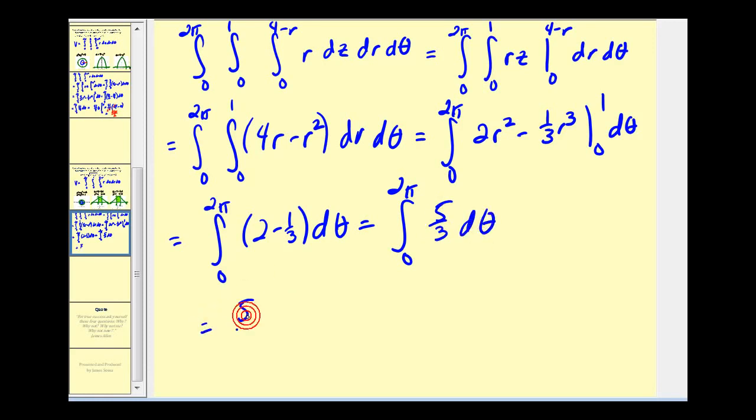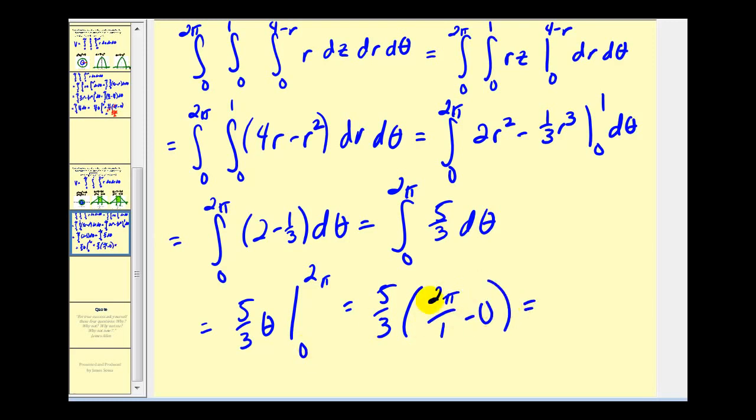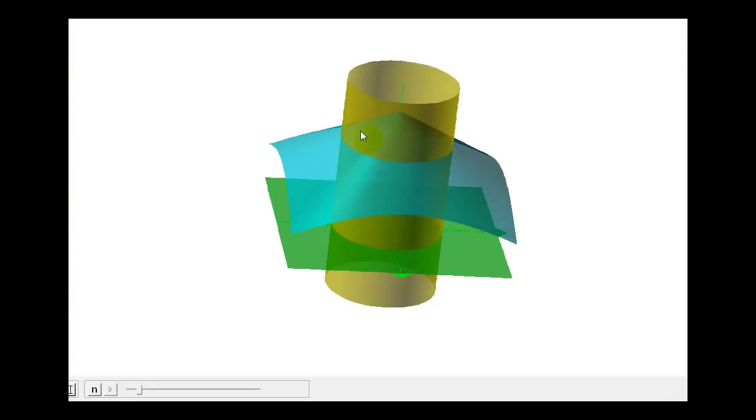So we'll have 5/3 theta. We'll have 2 pi, I'll put it over 1, minus 0. We have 10 pi over 3. So the volume of the solid inside the cylinder, above the green plane, below the blue surface, is equal to 10 pi over 3 cubic units.